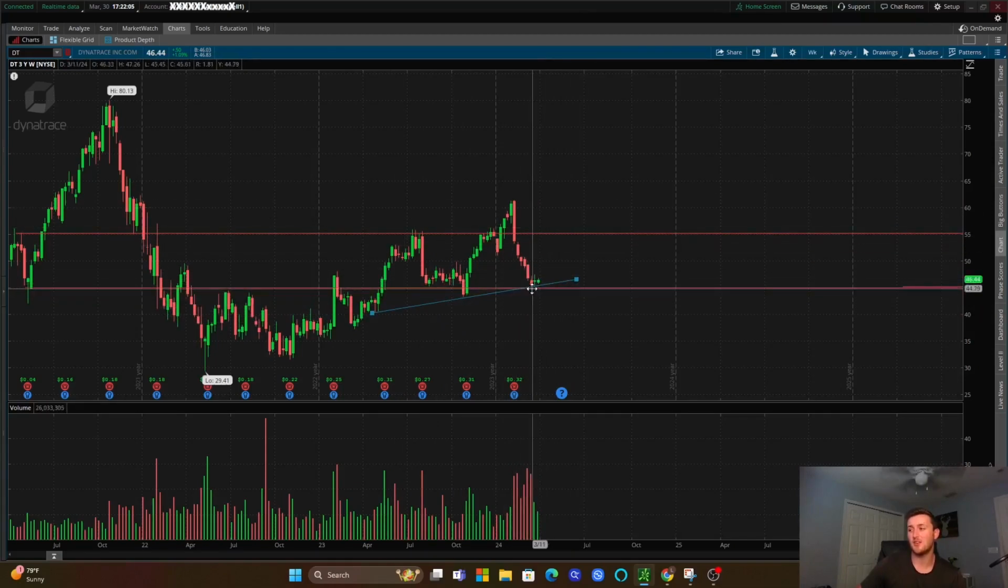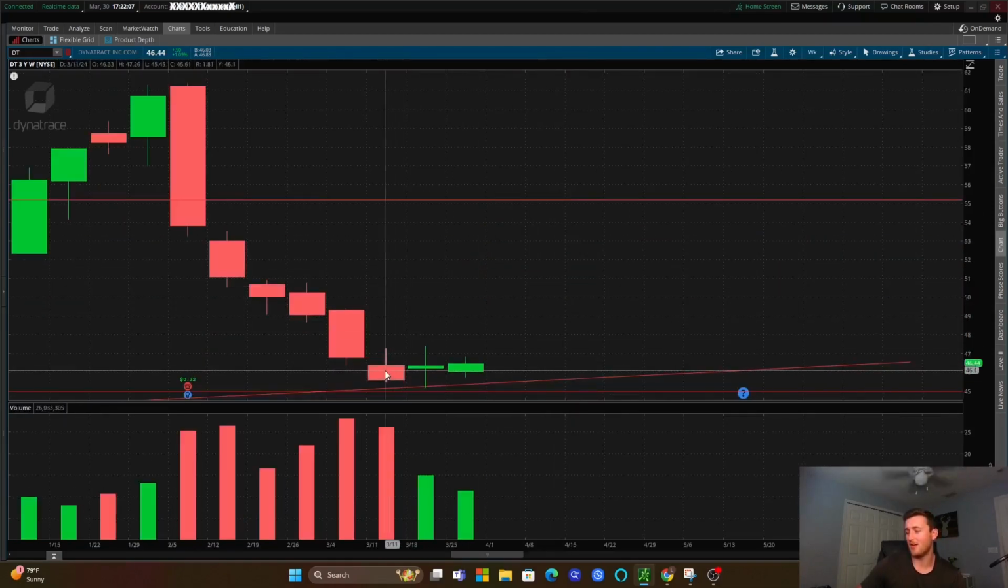And as you can see, as soon as we touch on this red candle here, we rejected that, or we supported that trend line, and it looks like we're establishing support.